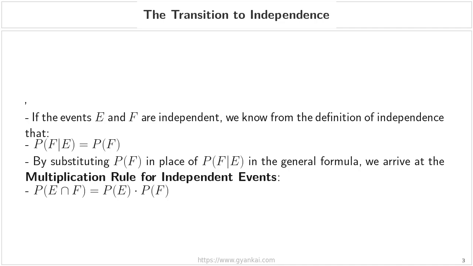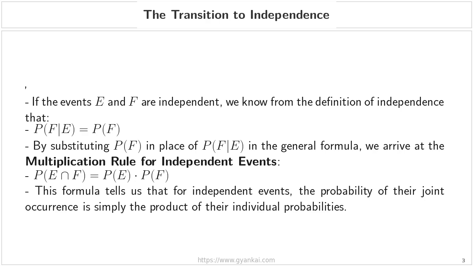Now let's perform a simple substitution. If we take our general formula from the last slide, which was P of E intersection F equals P of E times P of F given E, and we replace that conditional part, P of F given E, with just P of F, we arrive at our main goal, the multiplication rule for independent events. This is written as P of E intersection F equals P of E times P of F.